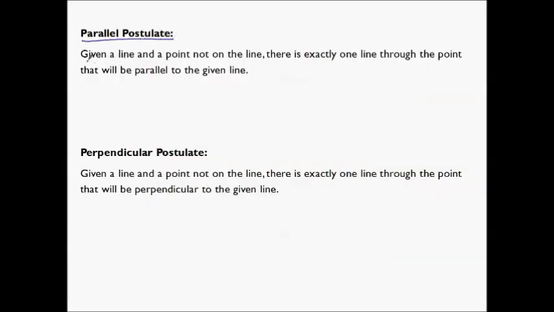The parallel postulate. Given a line, so in a picture, I'm going to draw a line and a point not on the line. Anywhere not on the line is fine. There must be exactly one line through that point that will be parallel to the given line.